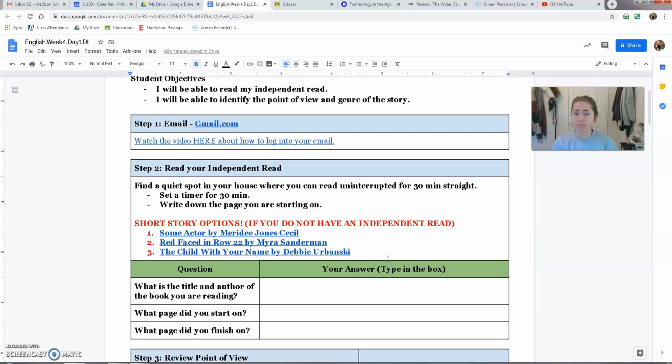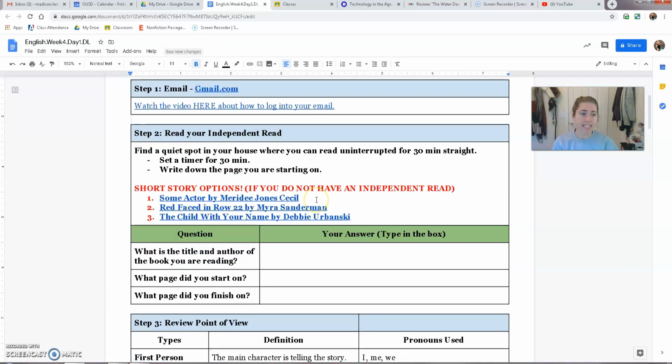Step two, read your independent read. So you're going to find a place in your home that is quiet. For 30 minutes, you are going to be reading quietly. So try to find a quiet spot. You're going to write down the book you're reading, what page you started on, what page you finish on. Make sure you read for those 30 minutes. Okay. We want to practice this as much as we can.